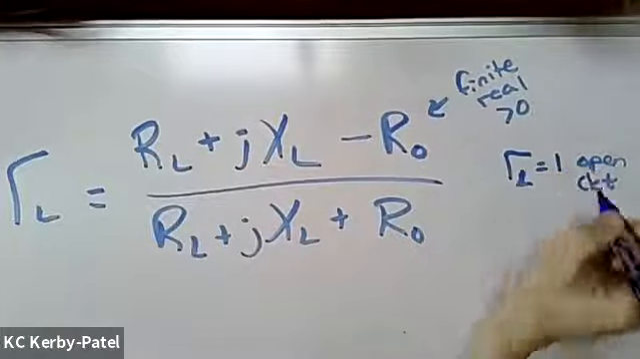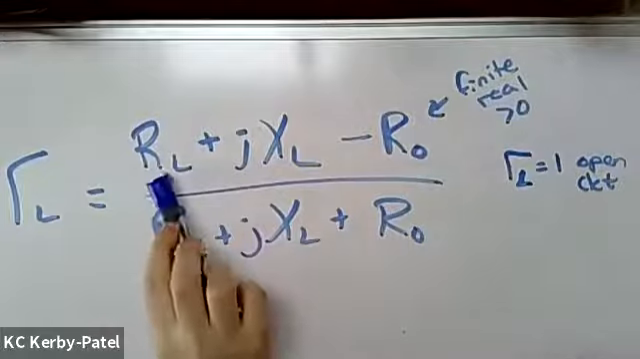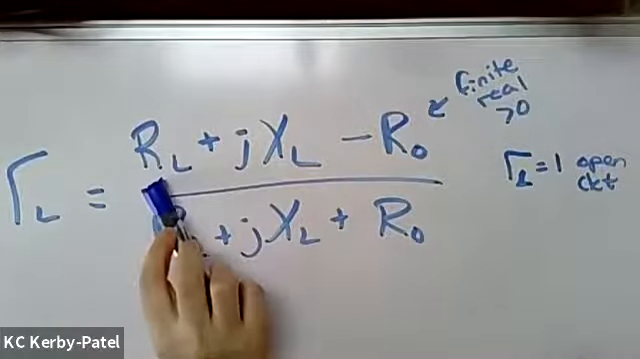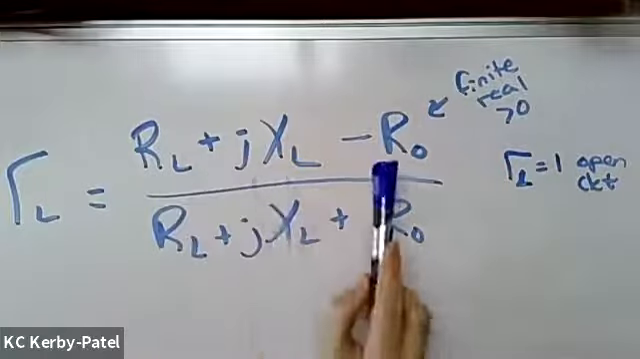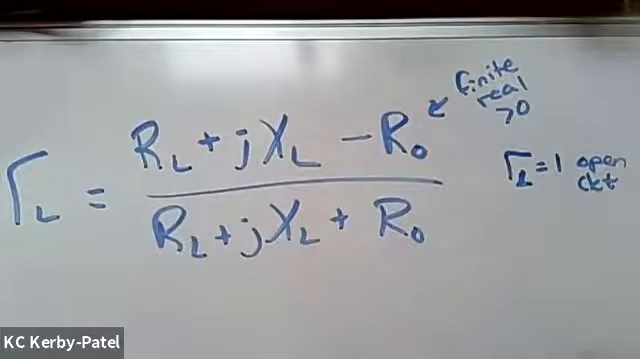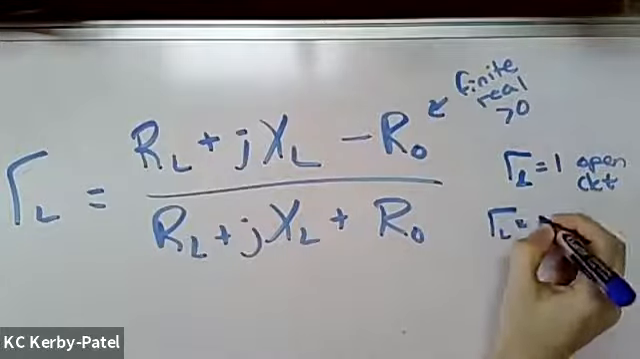What happens if you have an extremely small impedance? Like what if this is 0? Or what if both of these terms are 0? Well, then you have minus R naught divided by R naught. So you get minus 1. So for a short, gamma L equals minus 1.